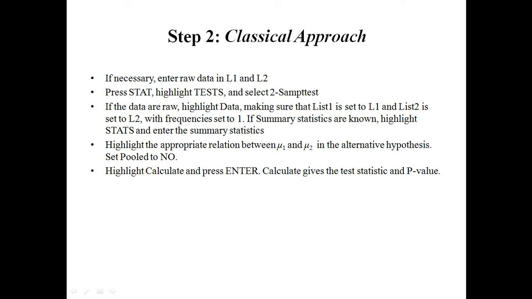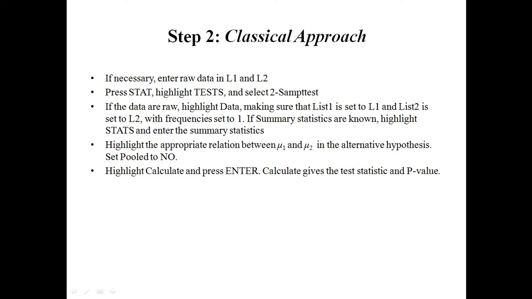Now we will use the calculator to do a classical approach. Firstly, we will edit raw data in L1 and L2 in calculator. Press Set Stat, highlight tests, and select two-sample t-test. If the data are raw, highlight data, making sure that list 1 is set to L1 and list 2 is set to L2. The frequency is set to 1. If summary statistics are known, highlight stats and enter the summary statistics.